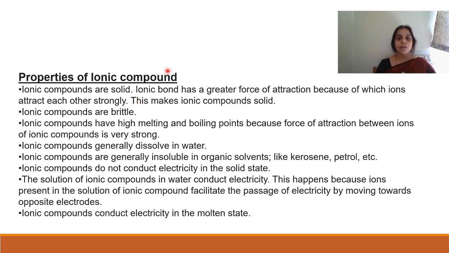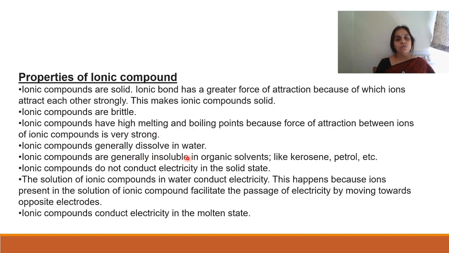Coming to properties of ionic compounds. Ionic compounds are solids in nature. They have a greater force of attraction between them because the attraction between the ions is very strong. That's why they are solid. Even though they are solid, they are brittle in nature. They have high melting and boiling points because the force of attraction between the ions is very strong.